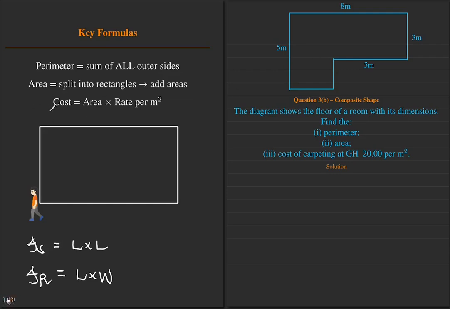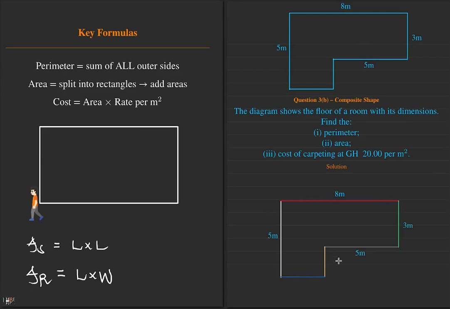Now, when we are talking of the cost of carpeting all of this, all we do is look at the cost per meter squared and then multiply it by the total area. So now that we've gotten the concept, let's solve the question.